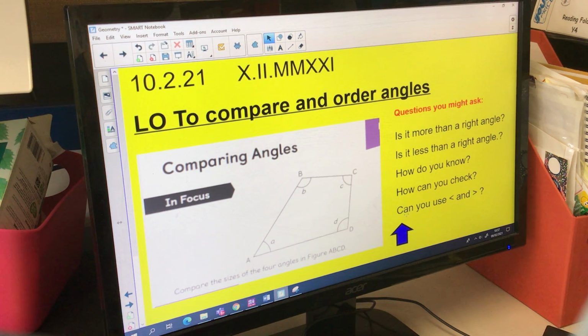Okay, so these are the questions that we need to be thinking about as we move through the Let's Learn about how to do this little problem. Okay, if you want to pause the video now, you could have a little think about what you think, how you would order these or how you could compare them before we move on.